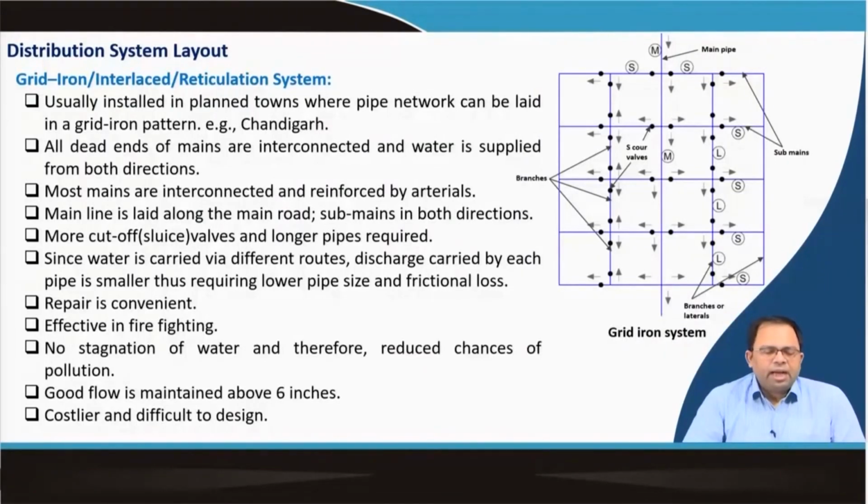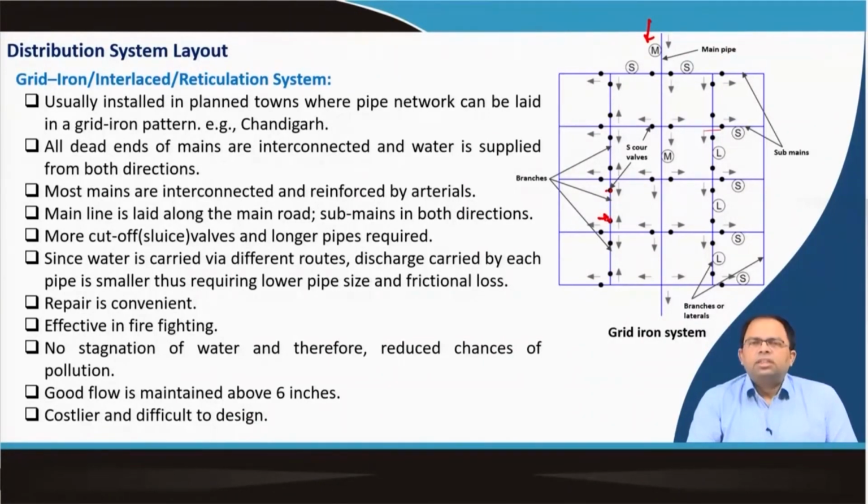So then we have the grid iron, or we also call it interlaced or reticulation system. As you can see from the image, this is the main line, water is going like that, and we have these parallel arteries also going. Then there are these submains going in the 90-degree direction on both sides, and then we have these valves. Whenever water is passing, we can stop this valve and this valve, both these valves, and then we can do a repair in this particular section, right.